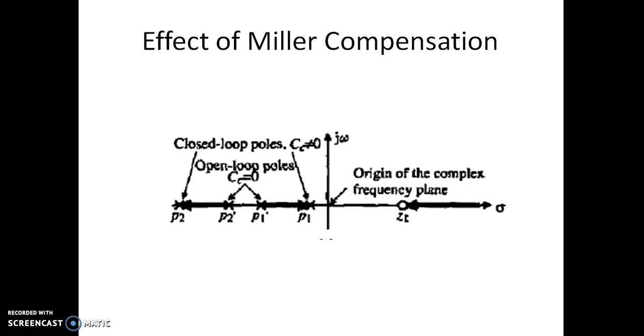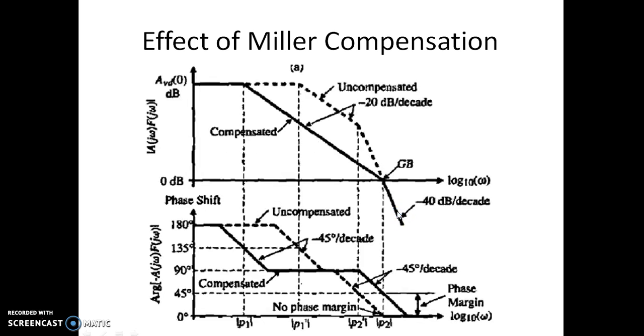So we know from the previous videos that because of Miller compensation, the pole which was at P1 dash without compensation has been moved to P1. The pole which was at P2 dash has been moved to P2 now, and the zero which was at infinity has become finite here. So it's on the right hand side of the S plane. This is the effect of Miller compensation.